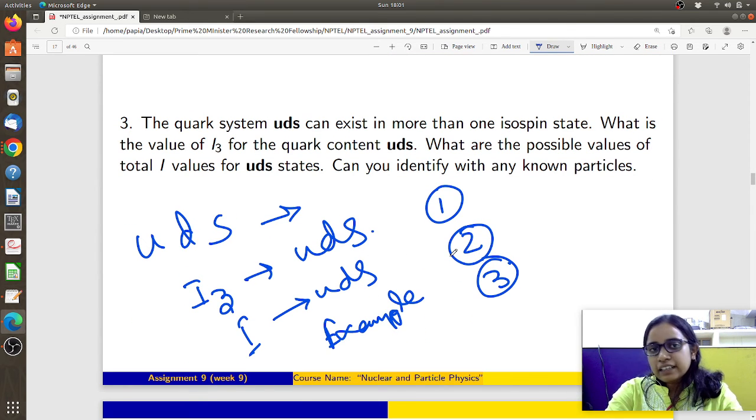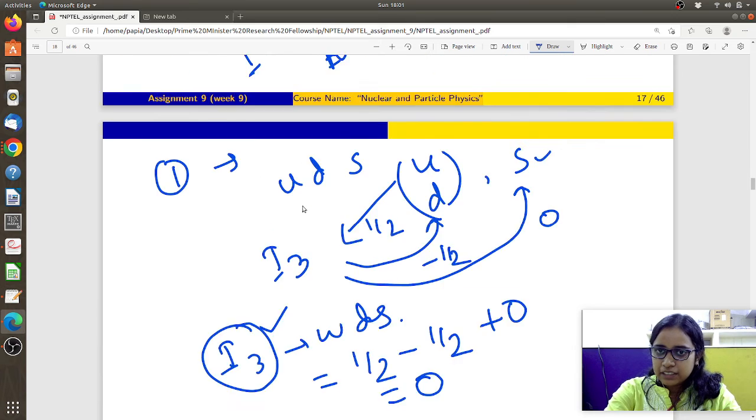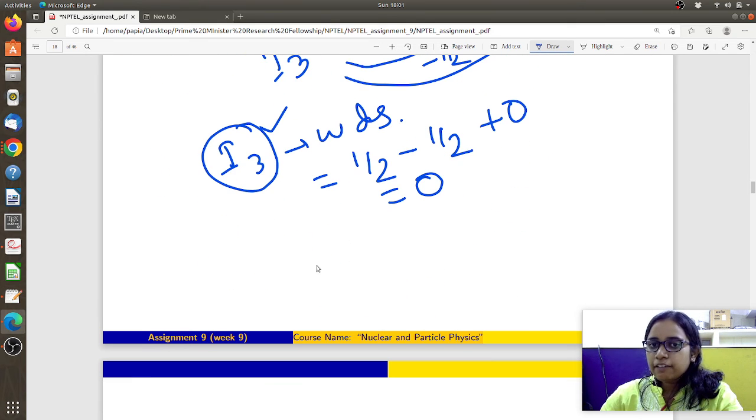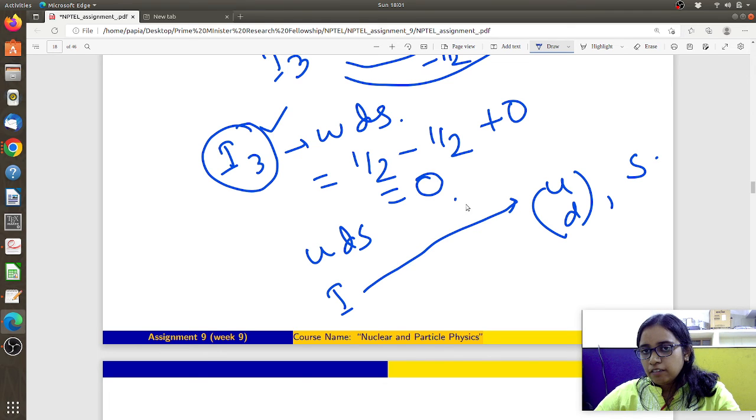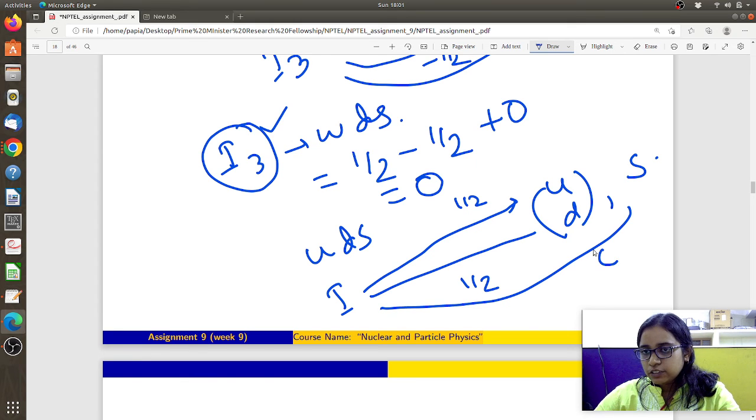Now coming to the second question. The second question says: what are the possible values of total I for UDS states? So coming to the I value of UDS, you know that U and D form a doublet and S is a singlet. If I want to calculate the I value, the I value for U is half, for D is also half, but for S it is 0.